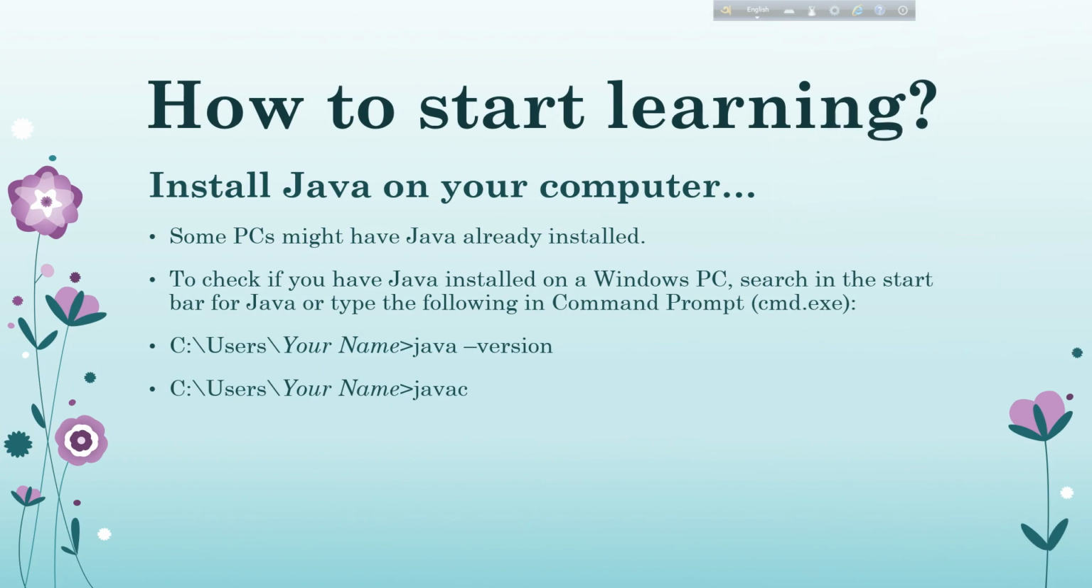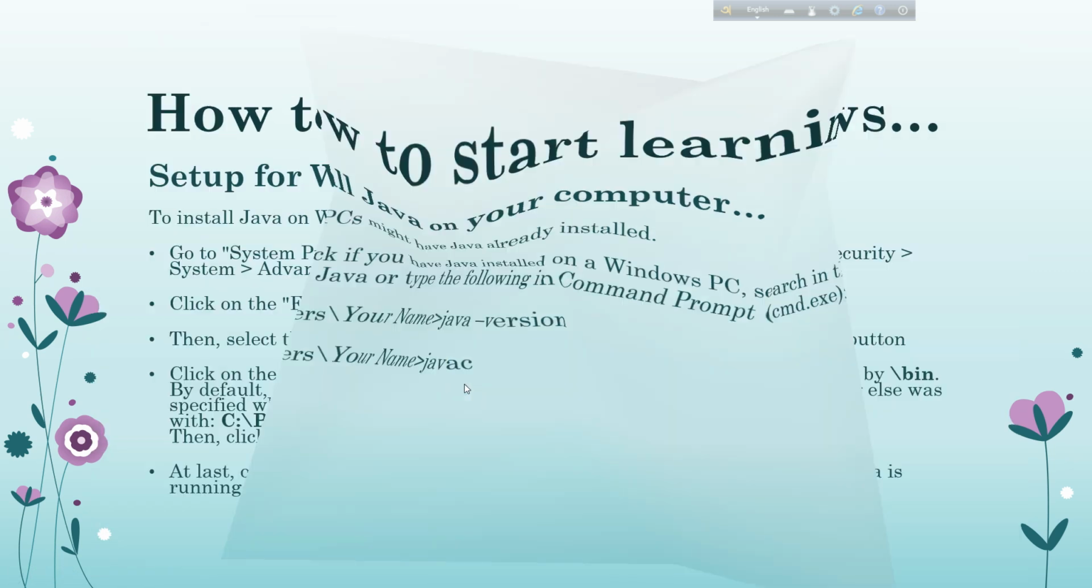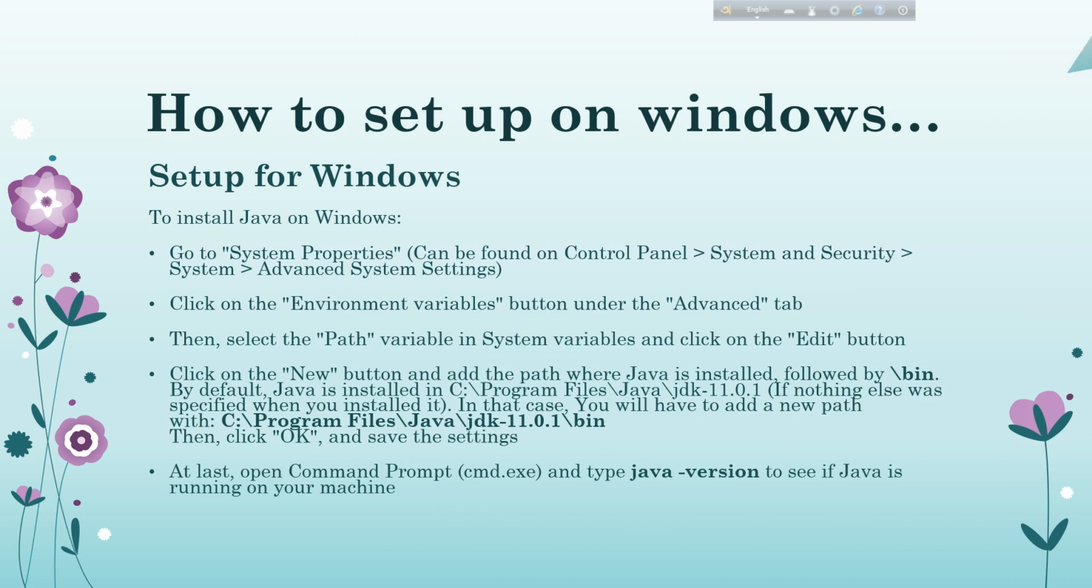How to start learning? Install Java on your computer. Some PCs might have Java already installed. To check if you have Java installed on your PC, search in the start bar for Command Prompt, cmd, and type java -version. Please check the first tutorial and follow it. How to set up on Windows? You can check the first tutorial and just follow it.